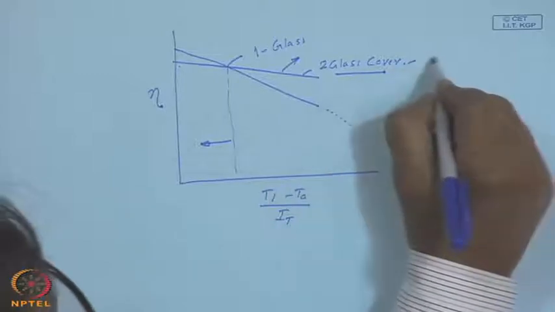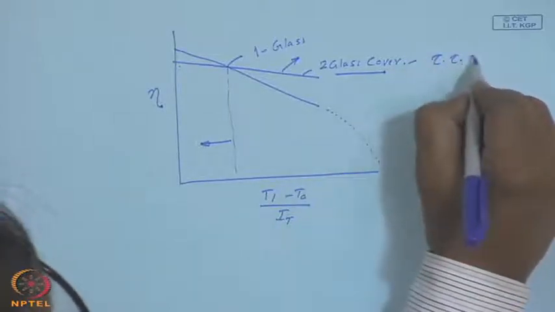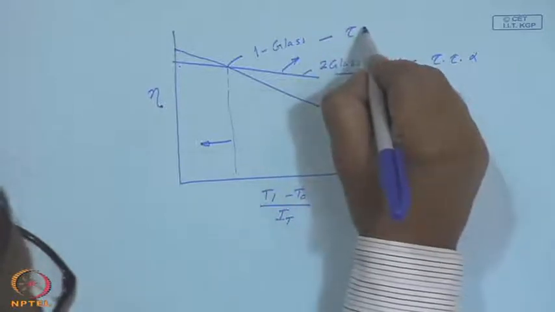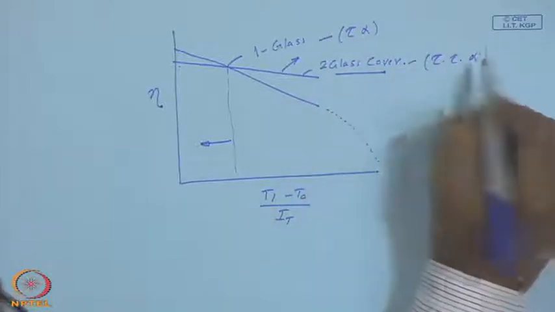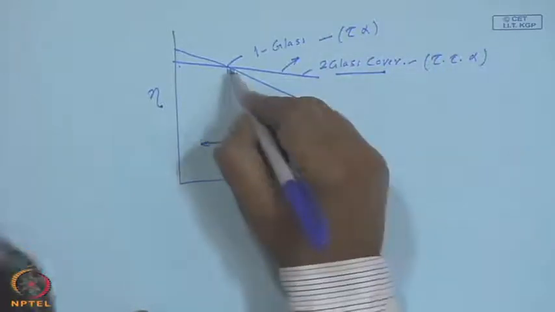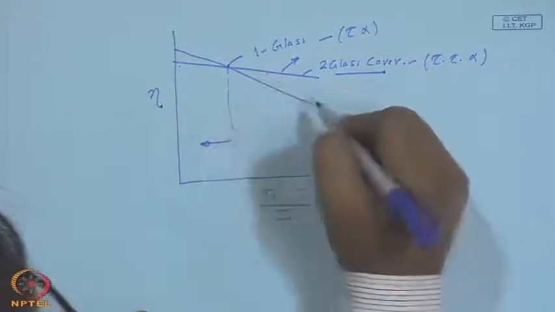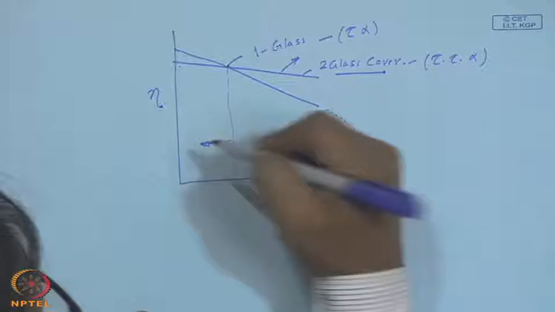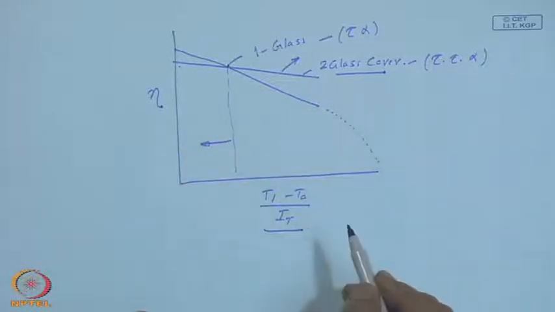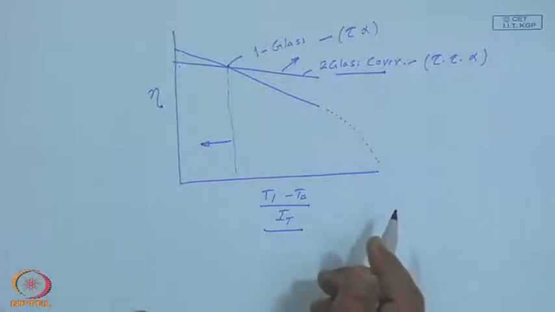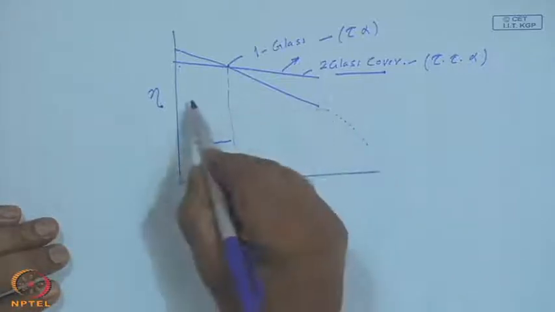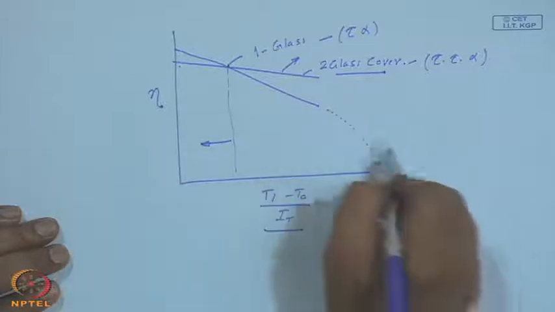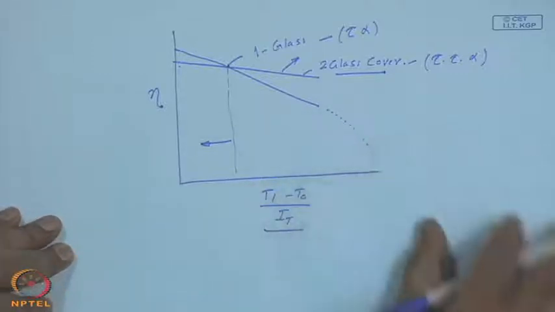Remember, this has effectively tau times alpha, whereas this is only 1 tau into alpha, though the effective part will come into the picture. So, there is a cutoff temperature between one glass cover and two glass covers, and below this value of the parameter you have a one glass cover performing better than a two glass cover. This is a typical curve, and normally we hope to operate in the range before UL variation becomes so large and this line becomes nonlinear.